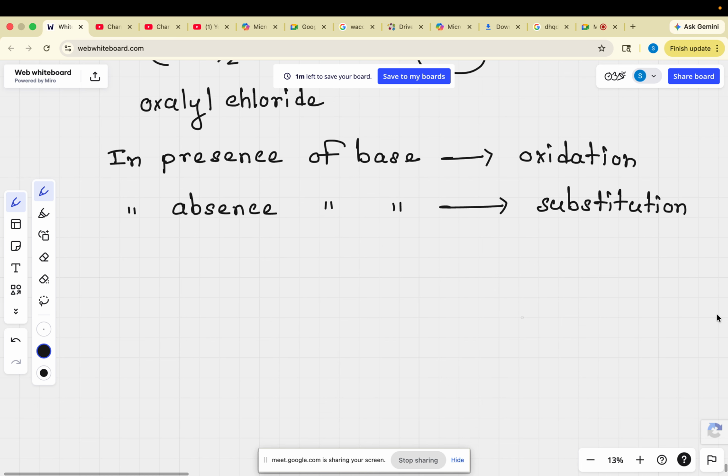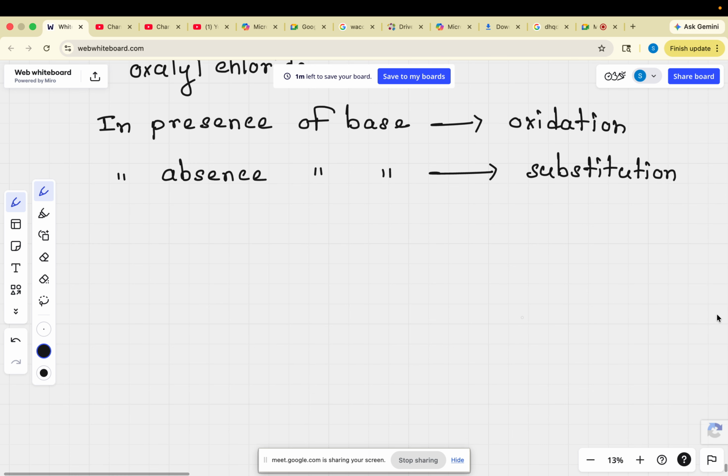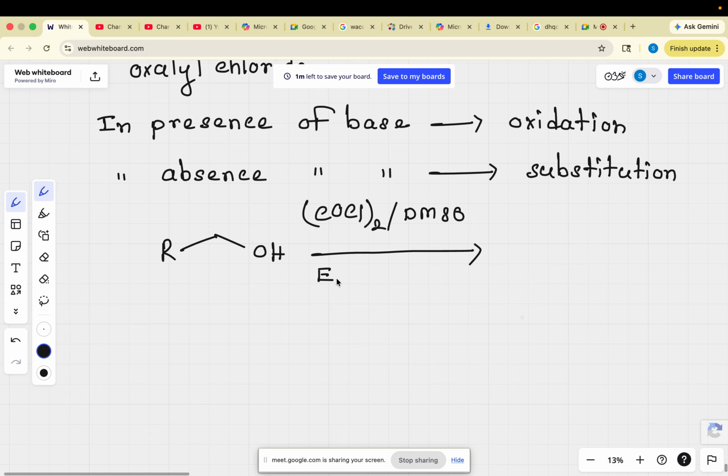Clear? Yes. So I am giving you a simple mechanism. Suppose you have this primary alcohol. If they have written like this, COCl whole 2, DMSO, triethylamine, minus 78 degrees centigrade, what will be the product?